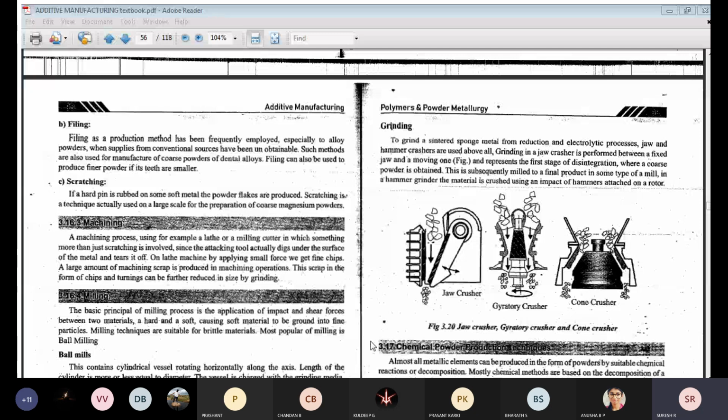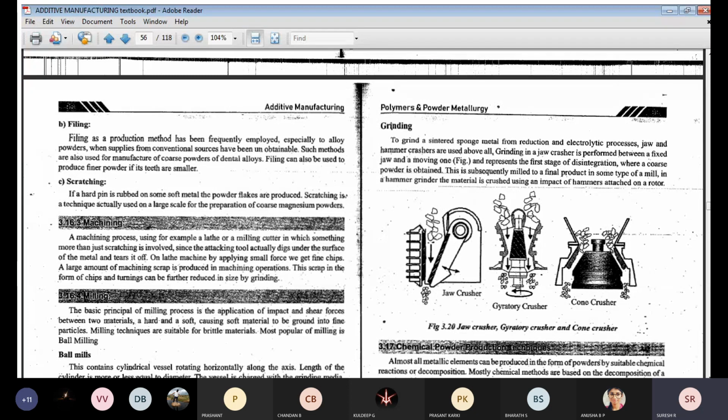So these are the next important methods of producing the metal powders. These are all the mechanical means of producing the metal powders. Next we'll be moving to the machining process. The best example you can refer to is the lathe machines, or it may be the milling machines which have been used over there. This is also one small method of producing the metal powders.